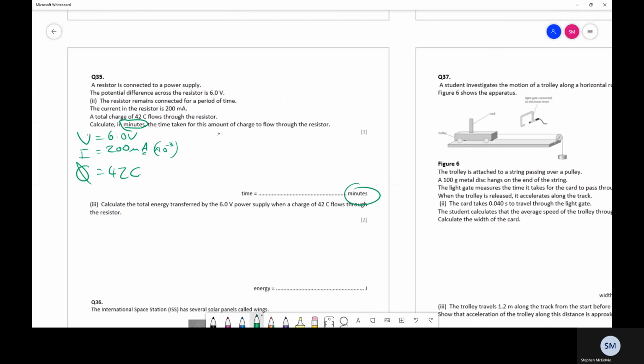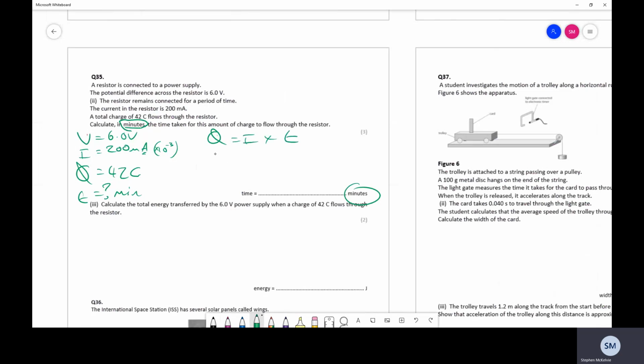So, we've got Q, we've got I, we've got V. We're going to find out T. We're looking for the amount of time in, I don't know how many minutes. So the equation is Q is equal to I multiplied by T.